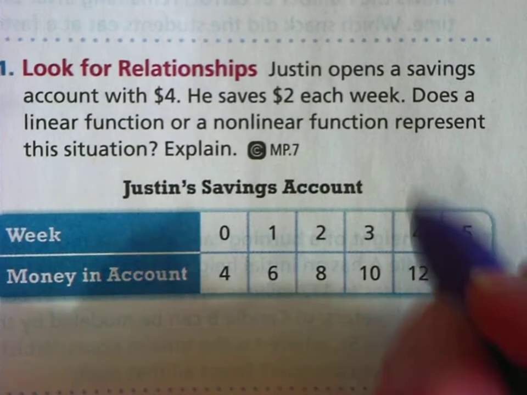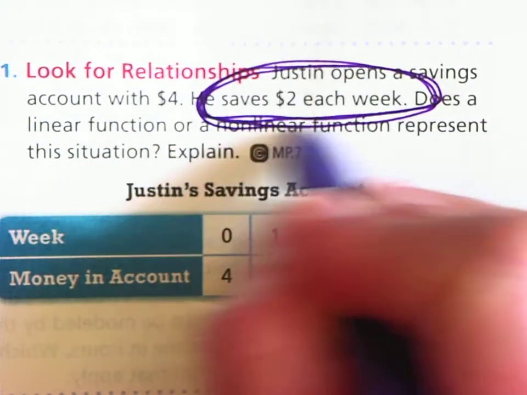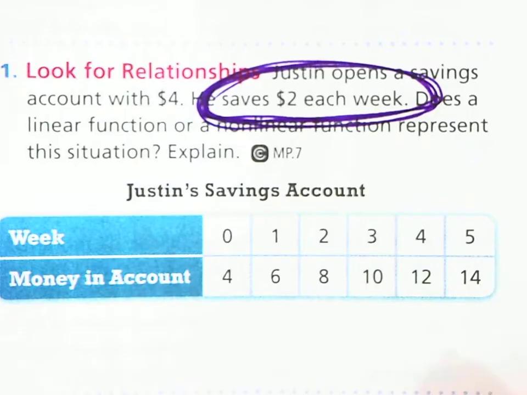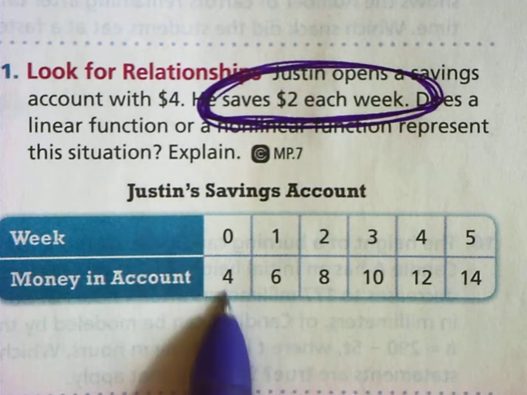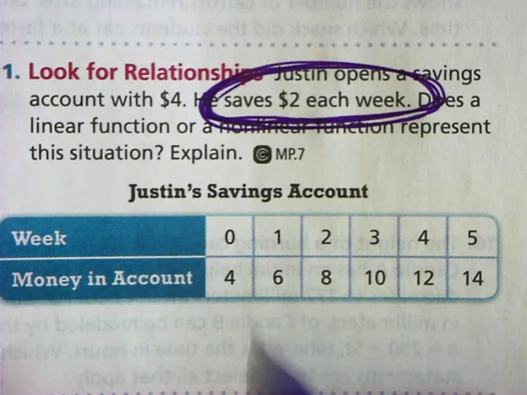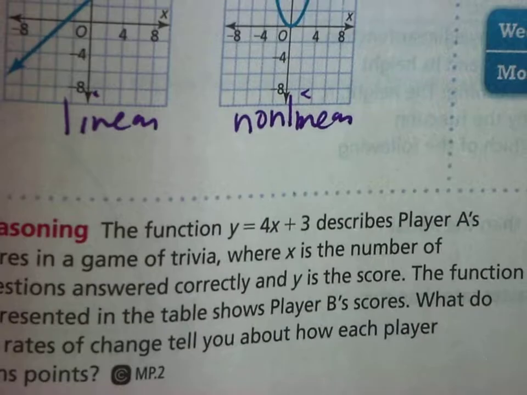Okay, folks, if it has a constant rate of change, if the same thing is happening over and over and over again with the rate, it is going to be a straight line. So isn't he saving $2 every week? Every week this is going up by $2. So this is going to be linear. Okay, so now let's take a look at this one.